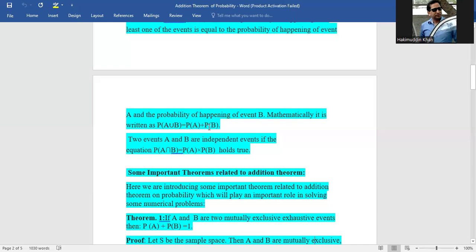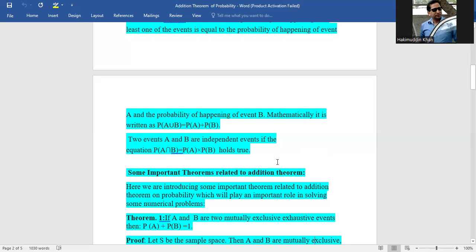Two events A and B are independent events if the equation P of A intersection B is equal to P(A) multiplied by P(B) holds true. Remember that if both the events are independent events, in that case, the value of P of A intersection B becomes P of A multiplied by P of B. You have to also note down this formula in the case of independent events.